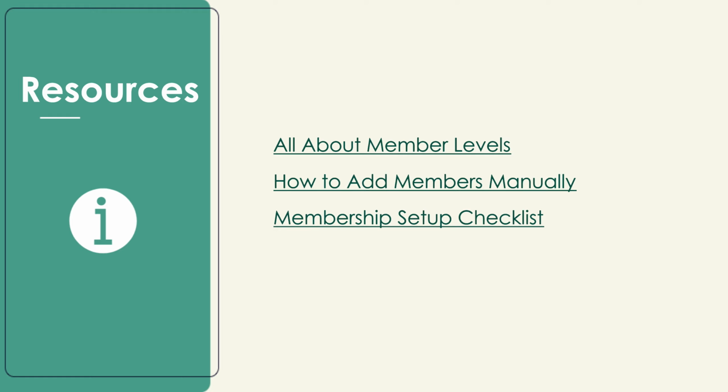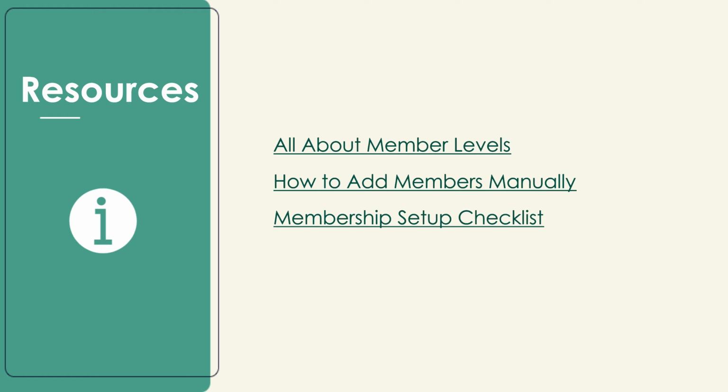In the handout for this lesson are a couple of links that I think are pretty important for setting up your membership levels. You have all about member levels and how to add them manually as an admin, but you also have the membership setup checklist, which I really think is a very important resource, and it's really useful, and you can't really go wrong if you follow it top to bottom. So that's my number one recommendation, and they're all included on the handout.